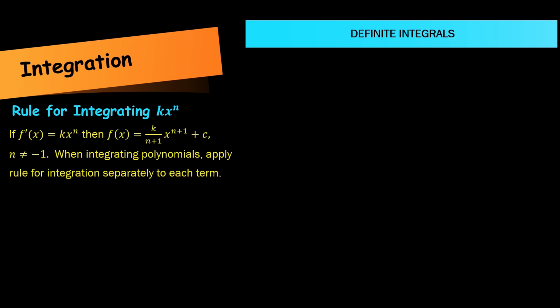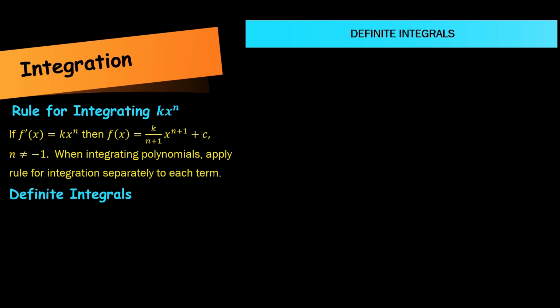The rule for integrating kx to the power n is that if f dash of x equals k times x to the power n, then f of x equals k over n plus 1 times x to the power n plus 1, plus c, where n does not equal minus 1. When integrating polynomials, apply the rule for integration separately to each term.